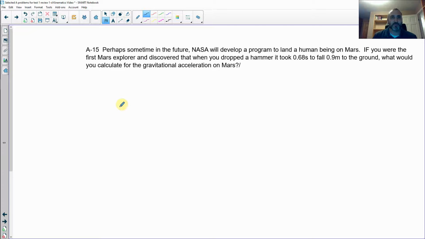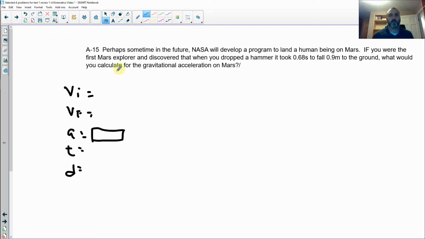So anyway, we're again dealing with a projectile, which means we're going to have VI, VF, A, T, and D, and you don't know what the A is. So we have to resist the temptation to plug in negative 9.8 for that acceleration. That's what we're looking for. But not much else changes. You know the initial velocity of something you drop is going to be 0 meters per second. You know that it takes 0.68 seconds to fall, and it falls negative 0.9 meters.